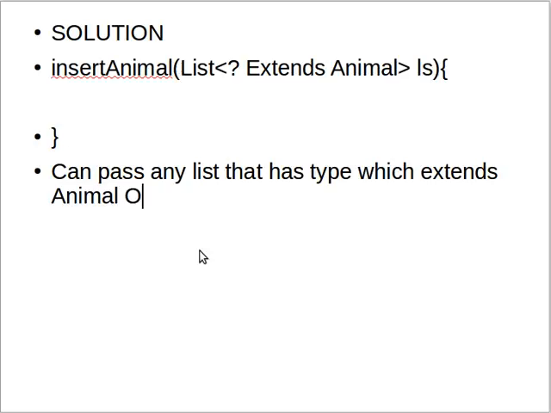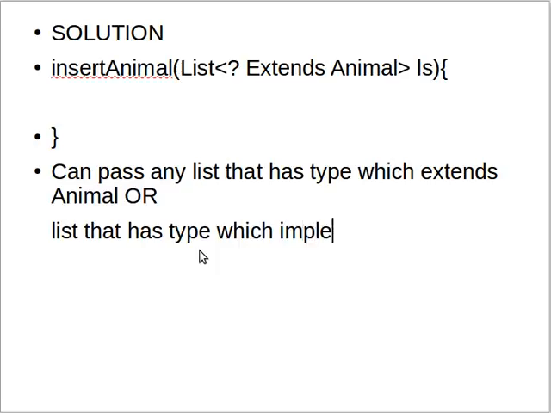or a list that has a type which implements the interface Animal. So here Animal can also be thought of as an interface, and if our type, whichever we are passing as an argument to this particular method, is implementing this interface, then that is also valid. So you can take any subtype of Animal or a type that implements the interface after this particular keyword extends, which in our case is the interface Animal.